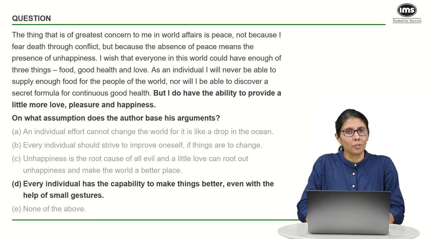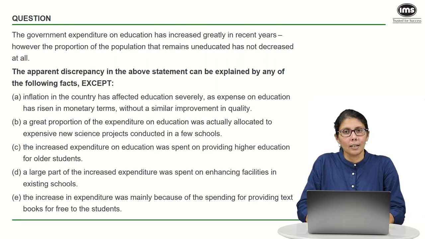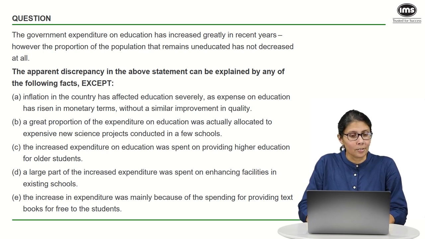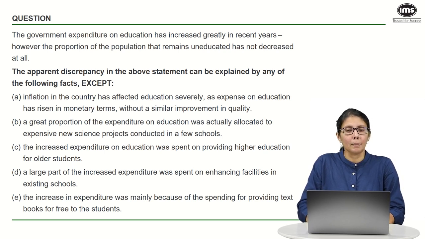We have one more question to go. It's very different from all the ones we have solved so far. Take a look at it now and see if you can solve it on your own. As you can see, this is a slightly different question. It says the apparent discrepancy in the above statement can be explained by any of the following facts except. This is an except or a not question. It is also asking you which one will not explain the contradiction provided in the question.